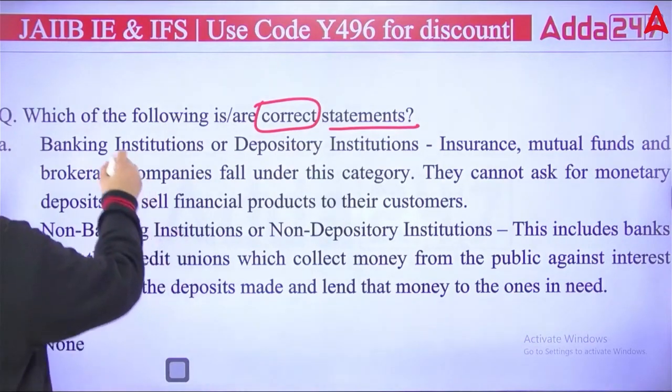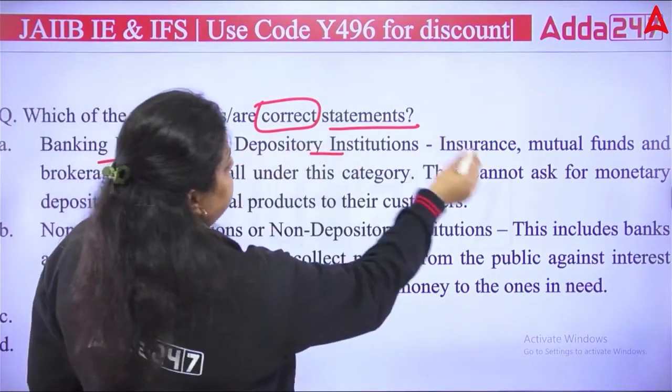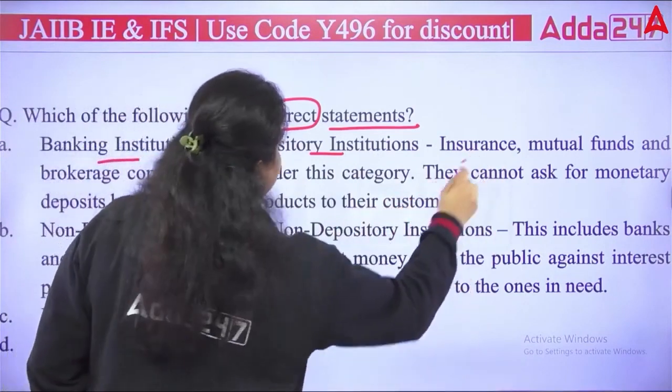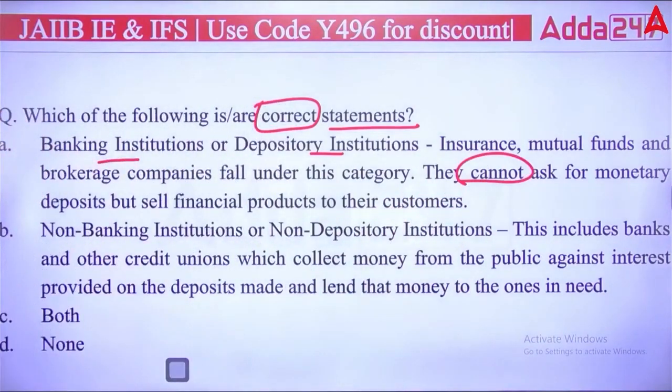So C. First is saying banking institution, depository institution, insurance, mutual fund and brokerage companies fall under this category. They cannot ask for monetary deposit but sell financial products and services. Okay, second is saying non-banking institution. This includes banks and other credit unions which collect money from the public against interest provided on the deposit made and lend that money to ones in need.